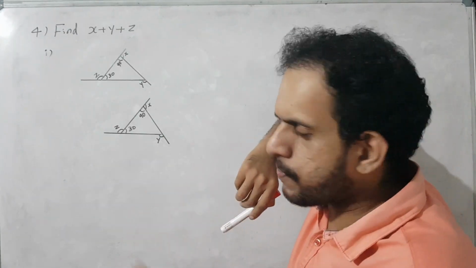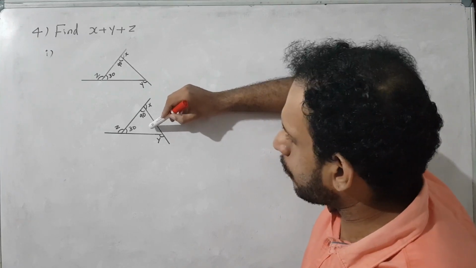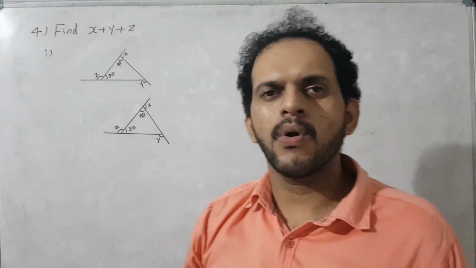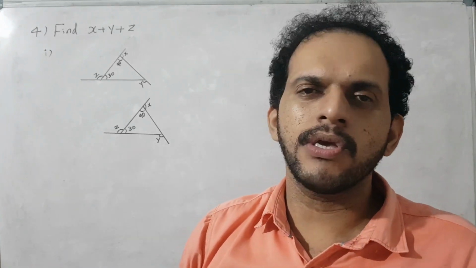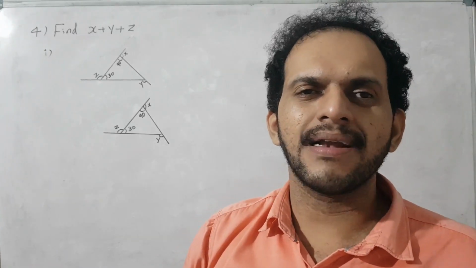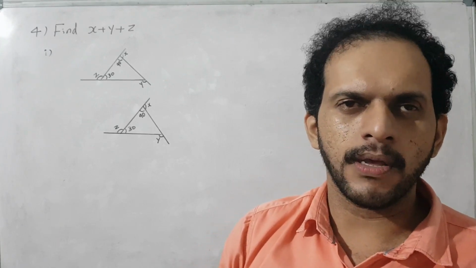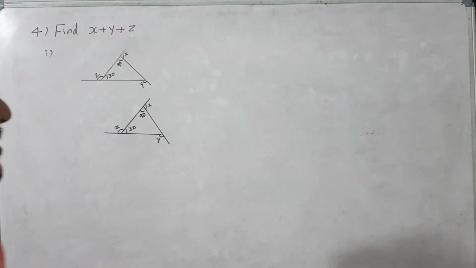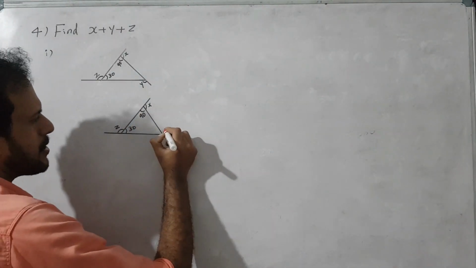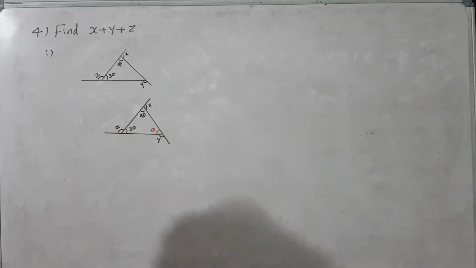So our first step is to find the angle value of the interior angle of this triangle. How do we find the interior angle value? For getting the interior angle value, we use the angle sum property of the triangle. For using the angle sum property, I just mark one letter here. Then how do we start? As in the previous one.